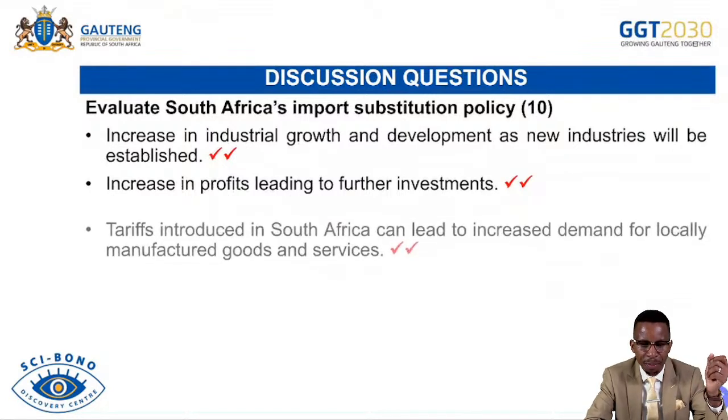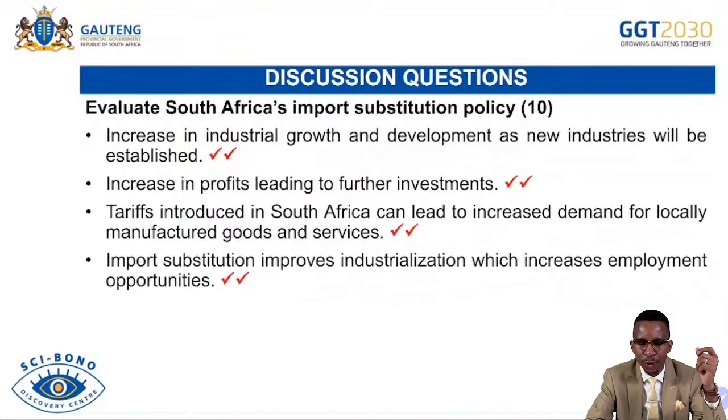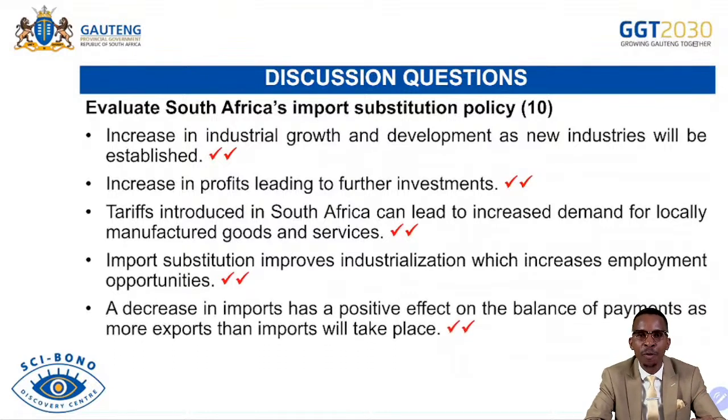of local industries. Tariffs introduced in South Africa can lead to increasing demand for locally manufactured goods and services. If tariffs are introduced on imported goods, they will be expensive, resulting in local consumers demanding mostly locally produced goods and services. Import substitution improves industrialization, which increases employment opportunities. We know that if ever import substitution is in place, there will be greater job creation locally, because consumers will mainly be demanding locally produced goods, since imports will be expensive or will be less.